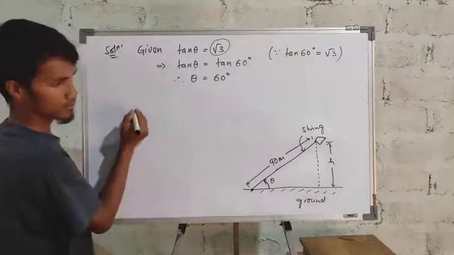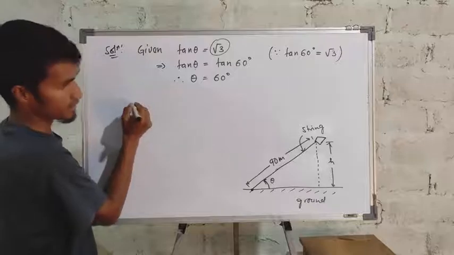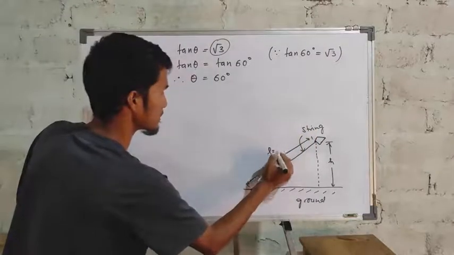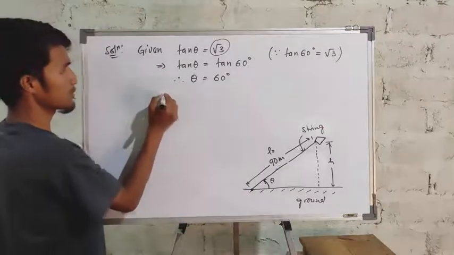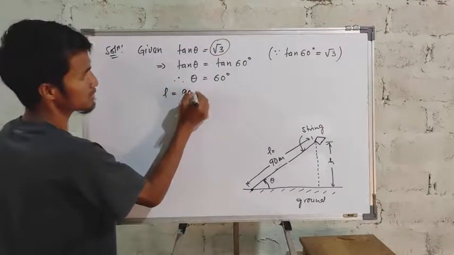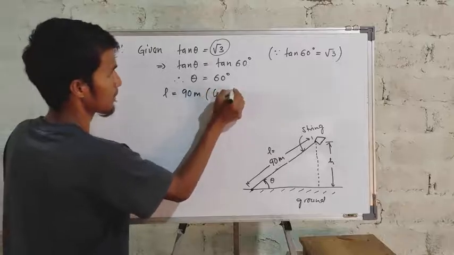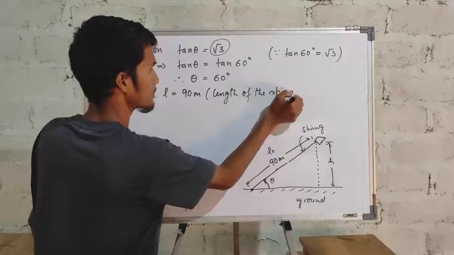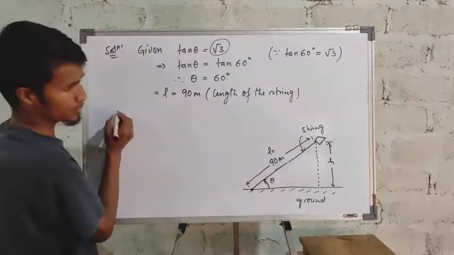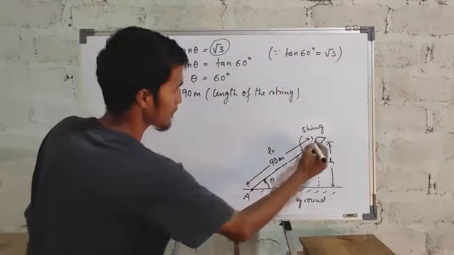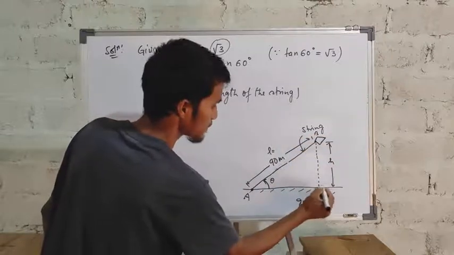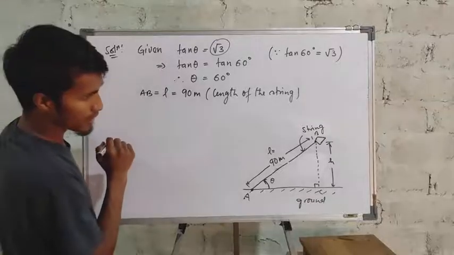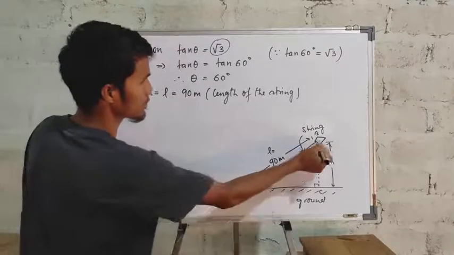Now we got the theta, and also we got the length of the string. This is the length of the string, L. Then L is equal to 90 meter, which is the length of the string. So this is A, this is B, and this is C. That is AB. Then we need to find the height of the kite from the ground. This is a kite.